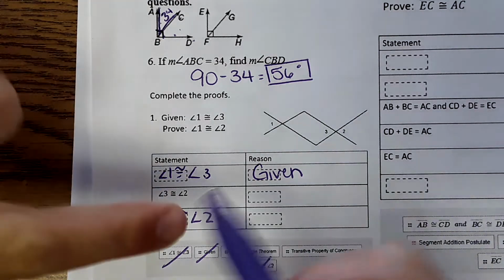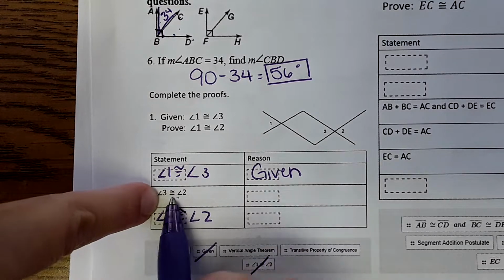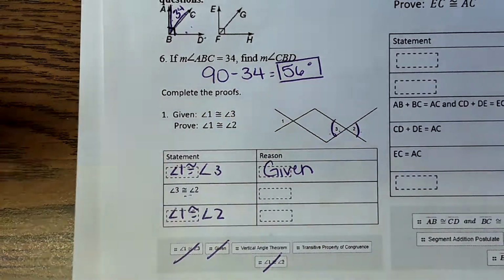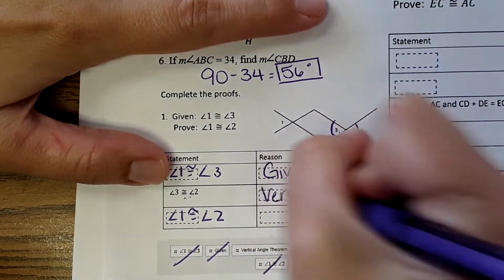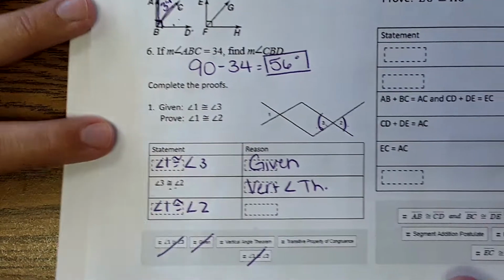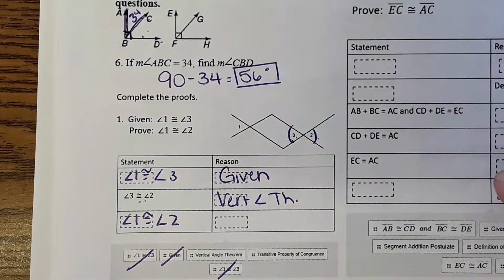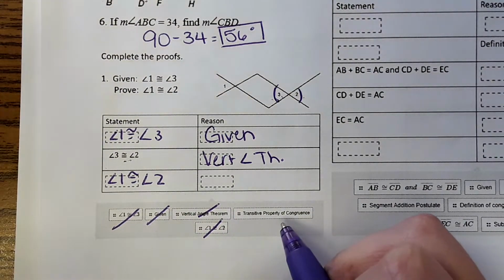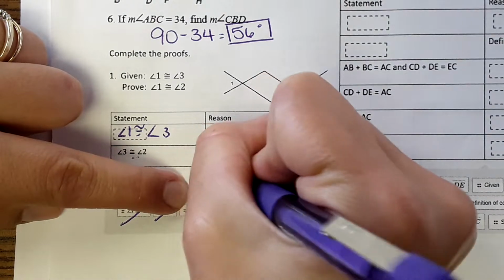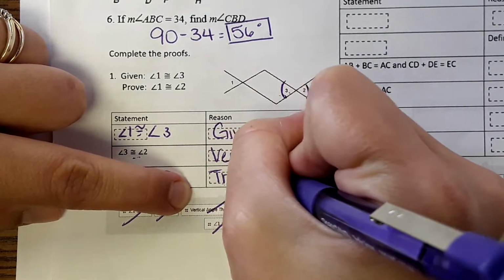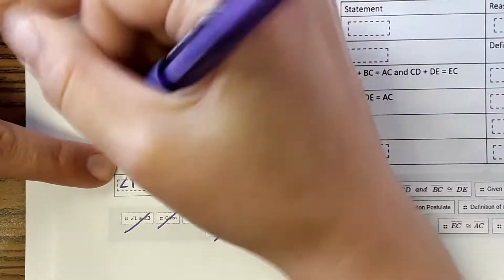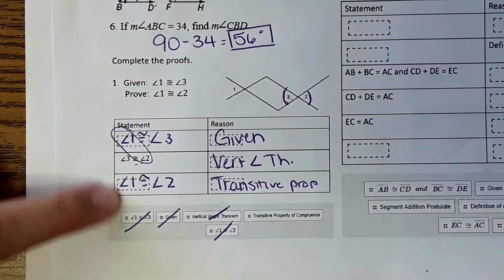Okay, so here it says angle 3 is congruent to angle 2. Looking up here, they are vertical angles. So yeah, 3 is equal to 2 because of vertical angle theorem. And then for the last one, we only have one answer choice left. Just if you're going to plug it in, make sure it makes sense at least. Transitive property of congruence. If 1 is equal to 3 and 3 is equal to 2, then 1 and 2 must be equal, and that's what they put here.